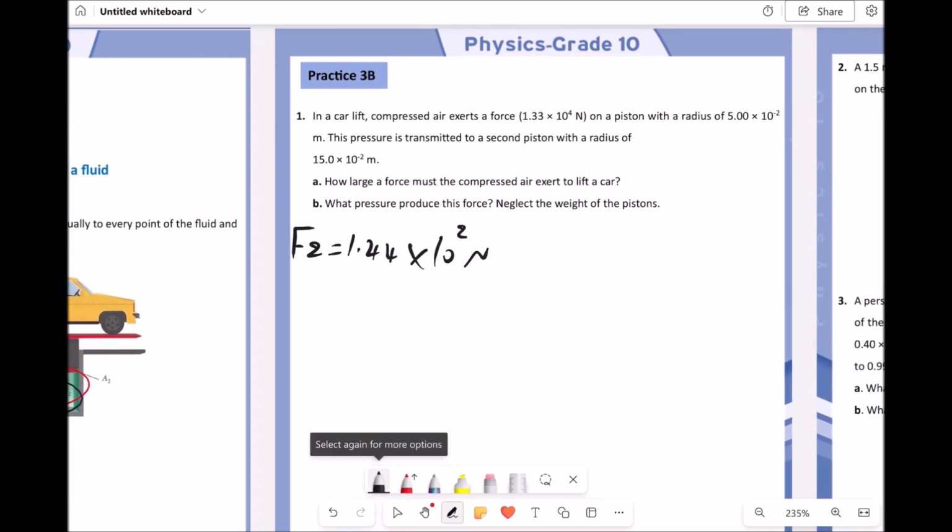Then on a piston with a radius of 5 times 10 to the power minus 2, this pressure is transmitted to a second piston. So let's talk about the second piston. So you already know this one is R1 and this one is R2, okay? You can take note that R1 or area 1 is always smaller than area 2, okay? Now R1 is equal to 5 times 10 to the power of minus 2 meter, and R2 is equal to 15 times 10 to the power of minus 2 meter. This is radius.